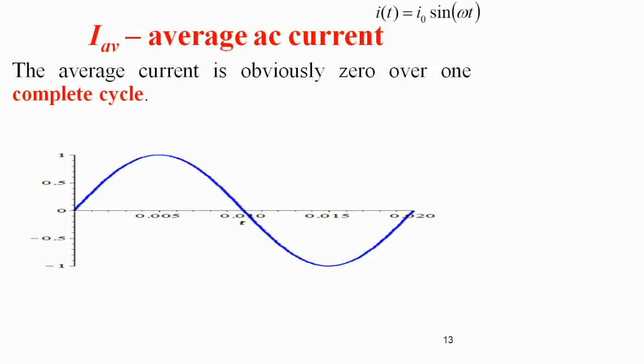Now, even though this average current is zero, it doesn't mean that power is not delivered in the circuit. Power is delivered during the positive half cycle as well as in the negative half cycle.